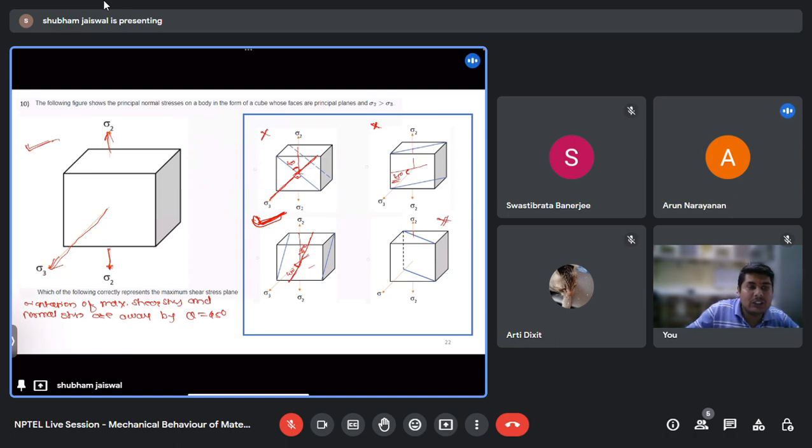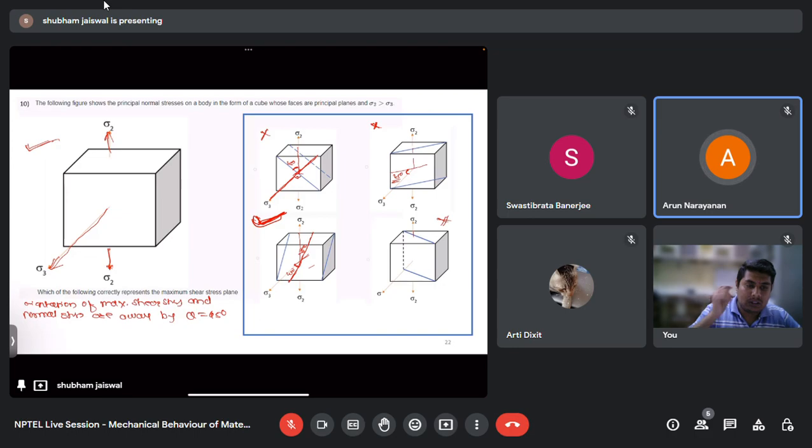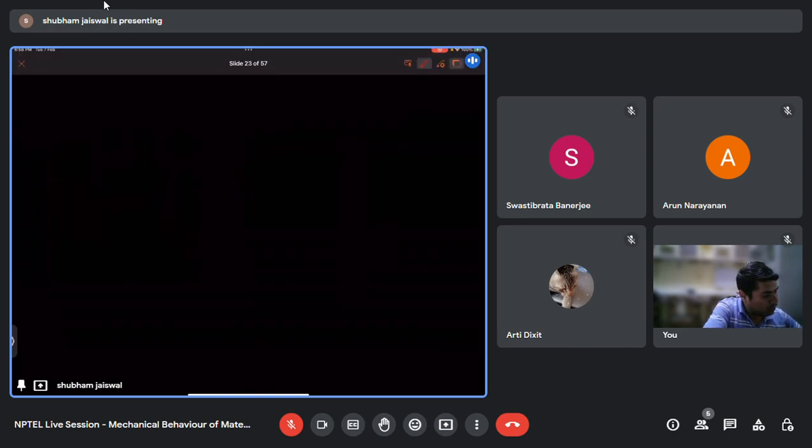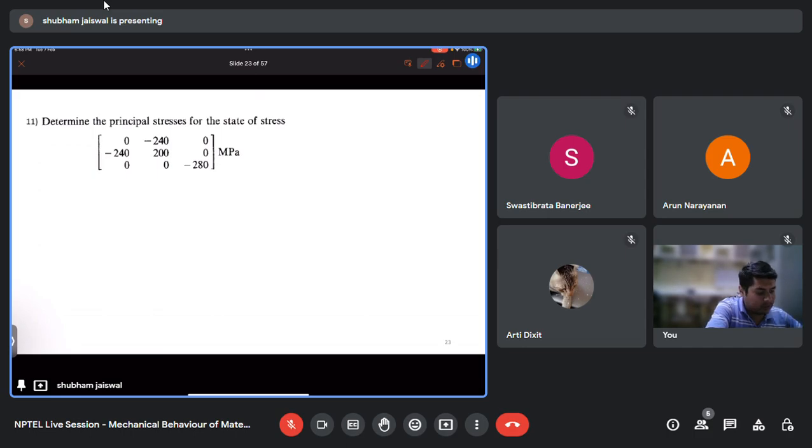Please respond, guys. Yes, sir. Is it clear to everyone, Mr. Swati Banerjee? Yes, sir. So let's come to this question. Let's try to solve it. Sorry, it is not visible now. Now it is visible. Question number 11. Please try to solve this question.